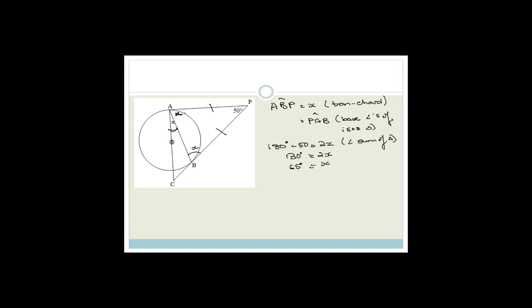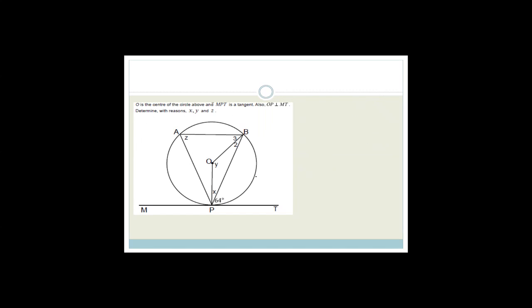You're quite welcome to write it the other way. You could have said, well, I can work out that this is 65 degrees and this is 65 degrees, and then obviously this is 65 degrees because of the tan chord theorem. It doesn't matter which order you write it in, as long as it makes logical steps, okay? It doesn't matter whether you go forwards or backwards to get there. Right, let's do another example.